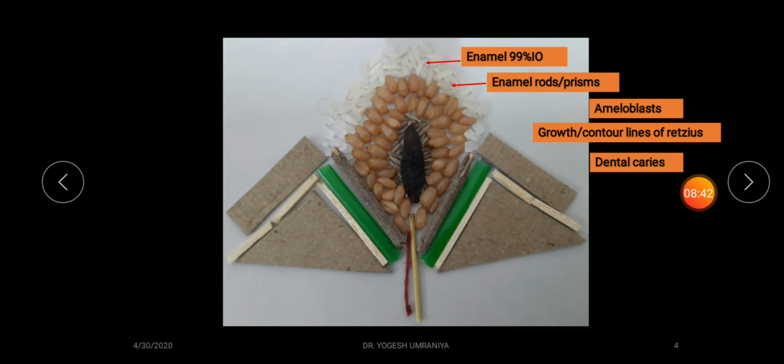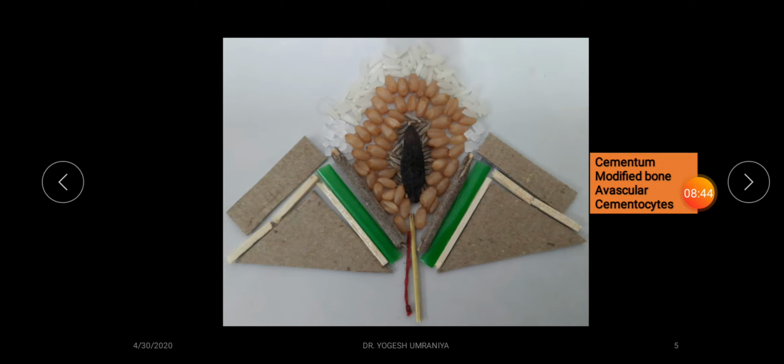Okay. Next one, that is the cementum. Cementum is one type of modified bone. Why is it known as modified bone? Because as compared to the bone, which is vascular in nature, this cementum is avascular in nature, and it is made up of cementocytes. They are homologous with the osteocytes of the bone, having processes the same as the osteocytes, okay.